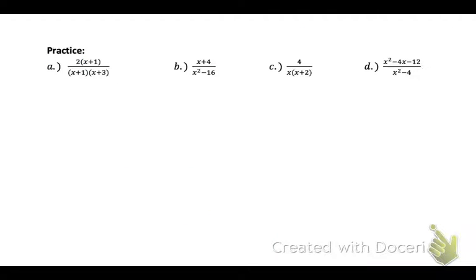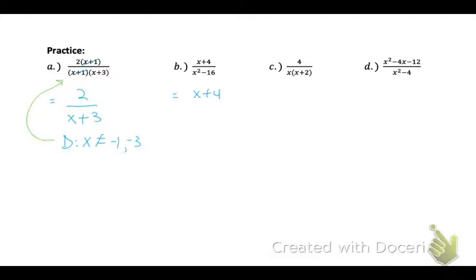Let's do some more practice. Notice on A, we are all factored in numerator and denominator, so we can go right to dividing out. We can divide out our x plus 1's, and we'll be left with 2 over x plus 3. We can drop all parentheses, and now let's establish our domain rule. So we go one step up before we simplified, and the numbers that would make either of those expressions 0 are negative 1 and negative 3. So our final answer is 2 over x plus 3 with a domain exclusion of negative 1 and negative 3.